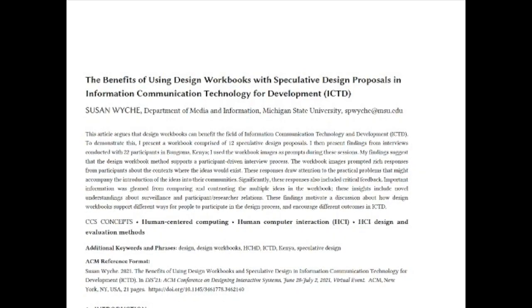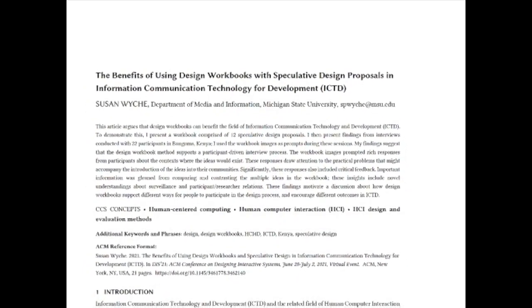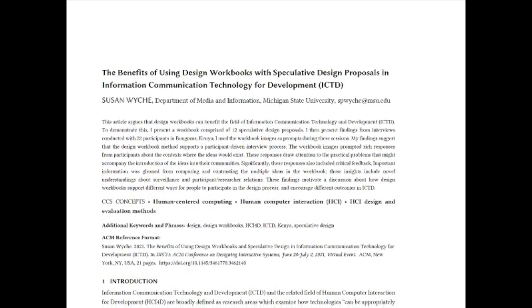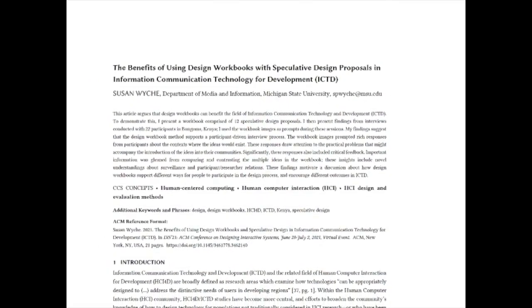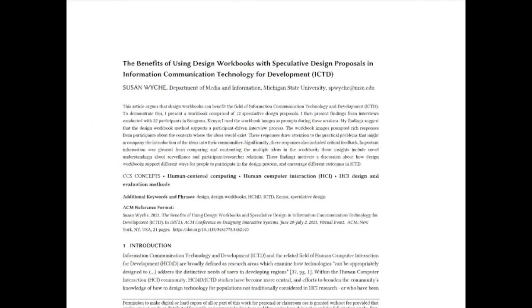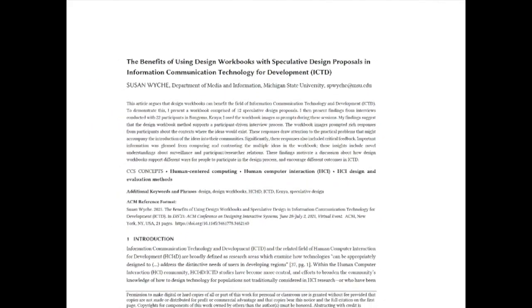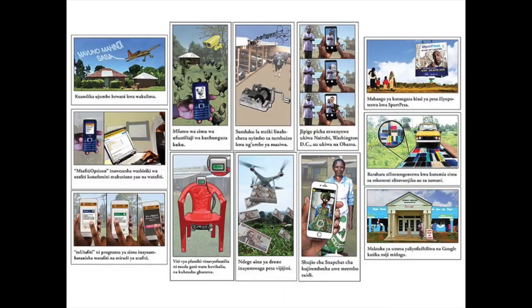This paper is part of a larger 5-year study that broadly focuses on understanding technology use and design in rural Kenyan households. This particular paper contributes a case study based on my experience using the design workbook method in research conducted in Bungoma, Kenya. I use the workbook and the images in it as prompts in interviews with 22 participants. This paper also contributes a design workbook with 12 novel speculative design proposals in it. These ideas offer an alternative to the more traditional ones pursued in ICTD.